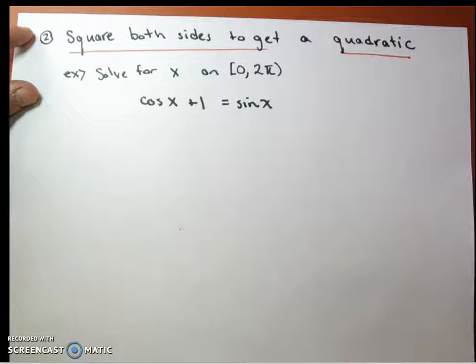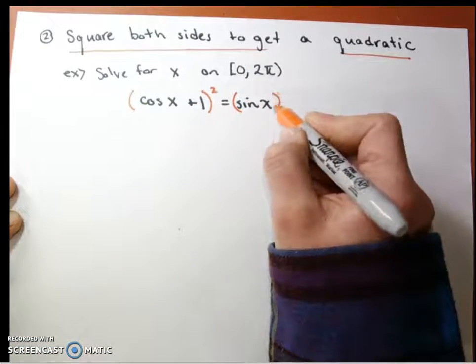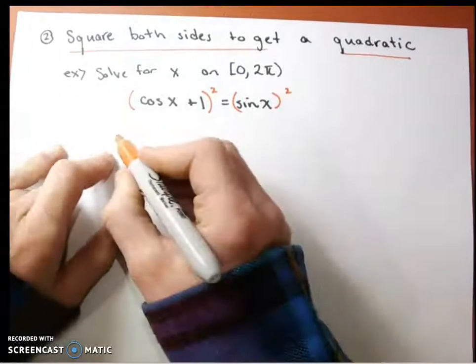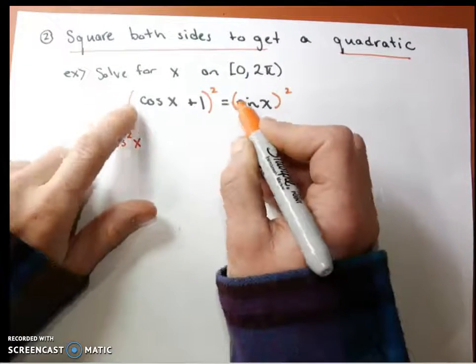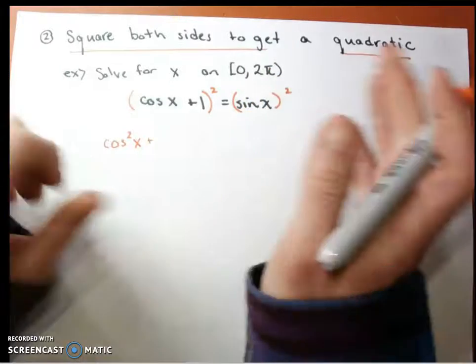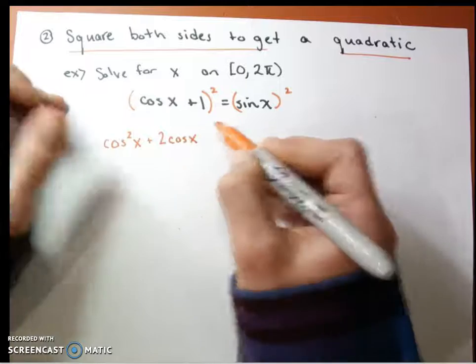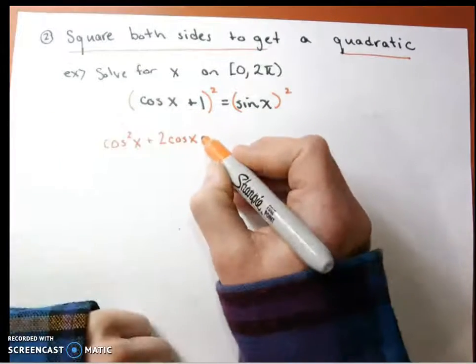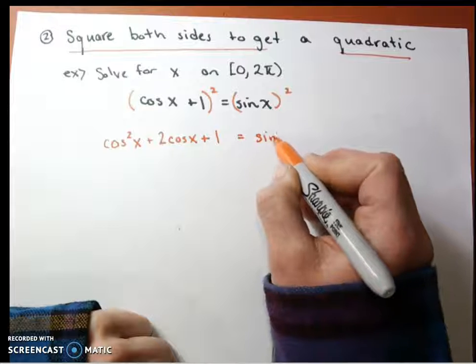So if we square both sides, the first one I have to FOIL, so the first times the first is cosine squared x. The inner will be cosine x times 1, and the outer is also cosine x times 1, so my middle term is 2 cosine x, and last is going to be 1 times 1, so that's 1. And on the other side I have sine squared x.